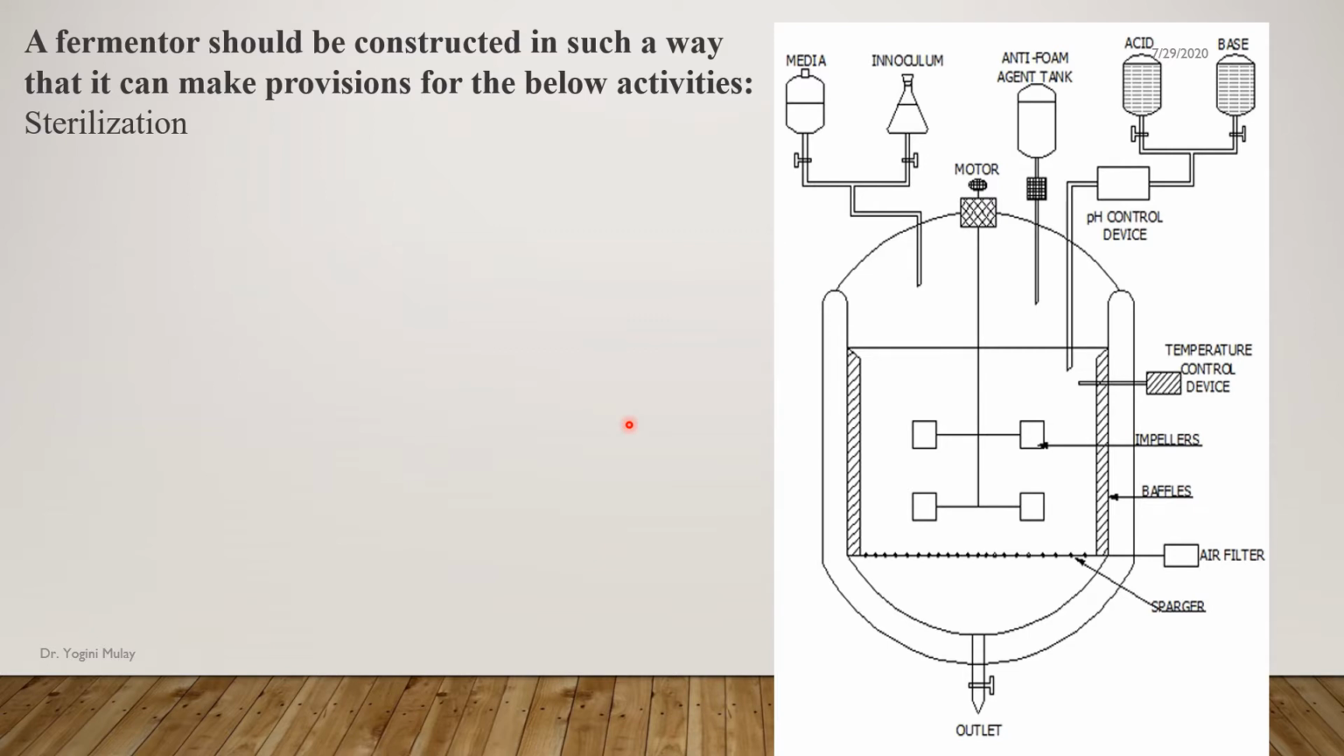Now, the fermenter should be constructed in such a way that it should have the following different facilities. We should be able to carry out the sterilization of the fermenter. Then there has to be temperature control, pH control and foam control. You can see the foam control, pH control and temperature control are also there. We are going to deal with each of these points in detail.